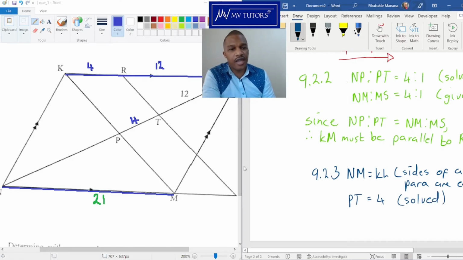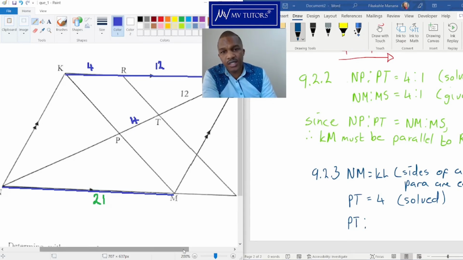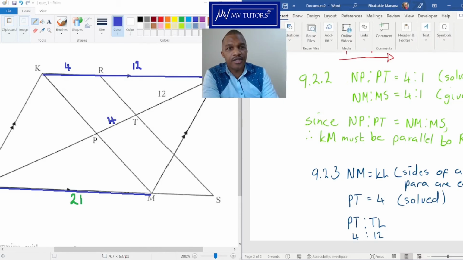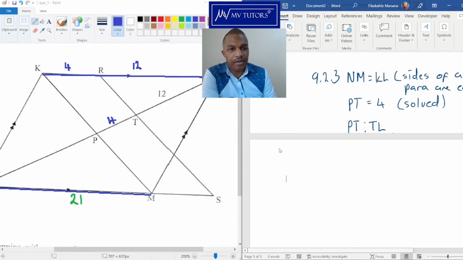Now we can say the ratio PT is to TL is equal to, PT is 4, TL is 12. I've got another page. So PT is 4 is to TL, which is 12.